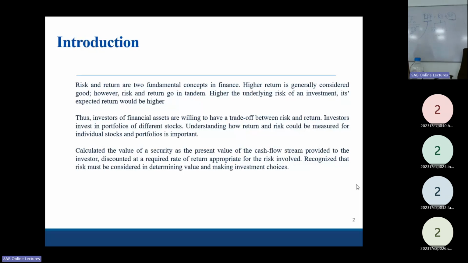Normally, as human beings, we like to have higher return. That is nature. But now, as a finance student, you should know that higher return implies higher risk.